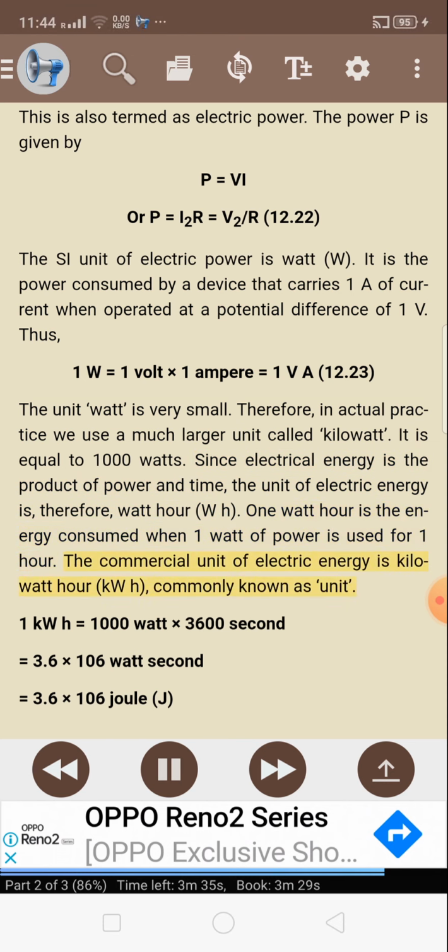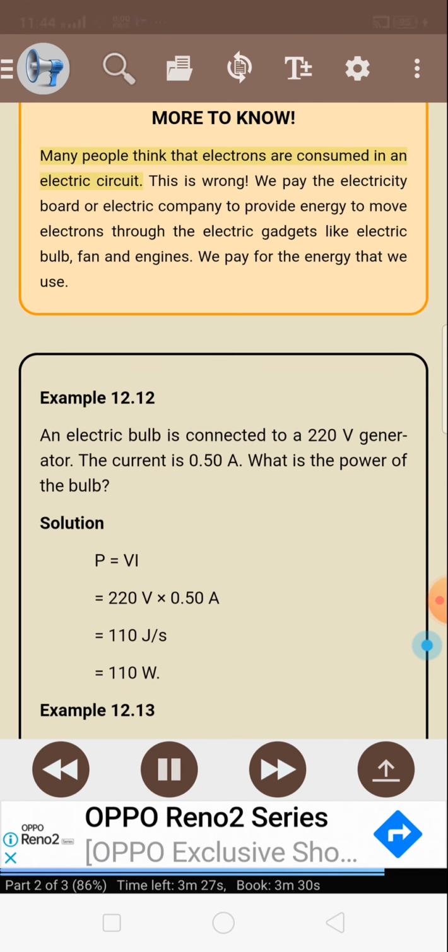The commercial unit of electric energy is kilowatt-hour (kWh), commonly known as unit. 1 kWh = 1000 watt × 3600 second = 3.6 × 10^6 watt second = 3.6 × 10^6 joule (J). More to know: many people think that electrons are consumed in an electric circuit. This is wrong. We pay the electricity board or electric company to provide energy to move electrons through the electric gadgets like electric bulb, fan, and engines. We pay for the energy that we use.